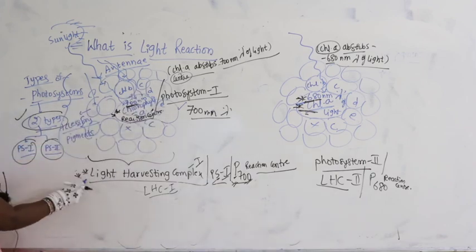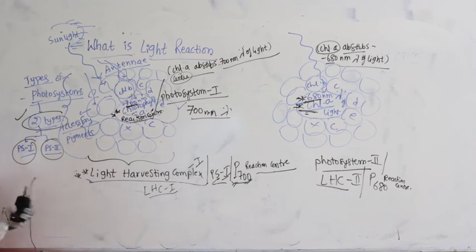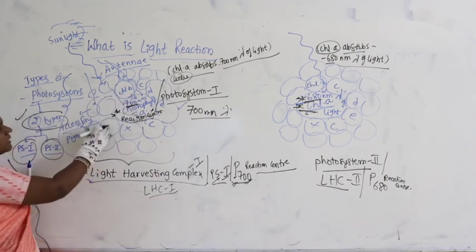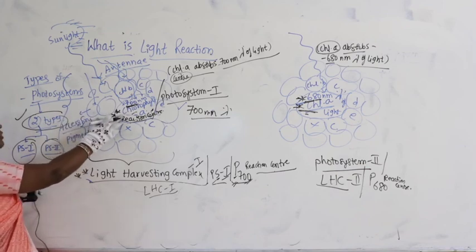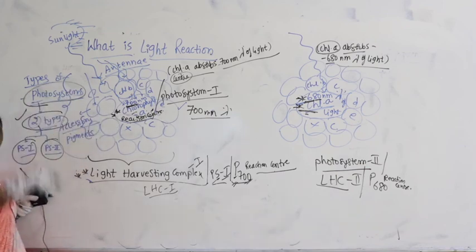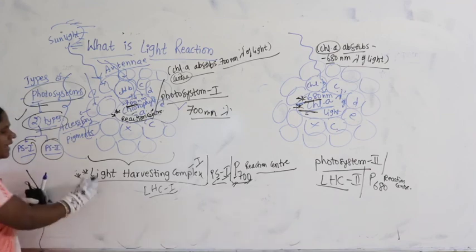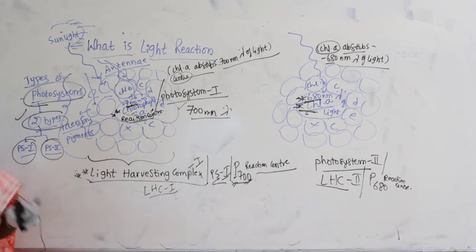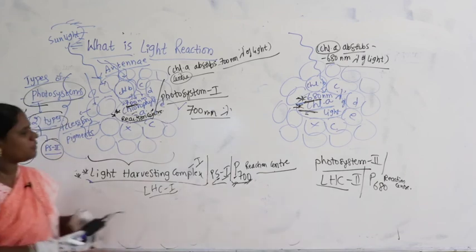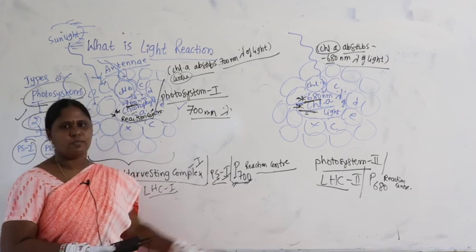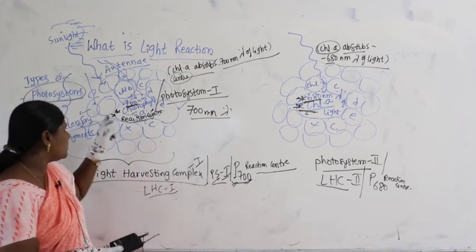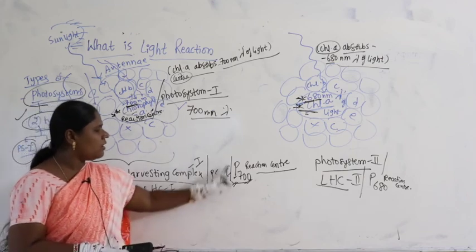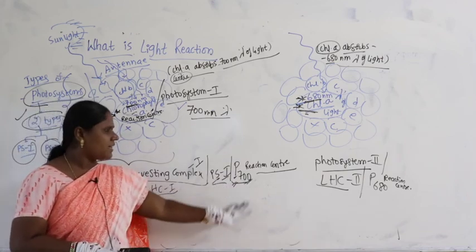called light harvesting complex. It absorbs light, and in this all the chlorophyll A, B, C, D, all accessory pigments are there. Along with the chlorophyll A, the total system itself is called photosystem. Light harvesting complex itself is called photosystem. And here it all depends upon the chlorophyll A. According to the absorption of light, they are divided into two. So, this is light harvesting complex number 1, also called PS1, also called P700 reaction center.